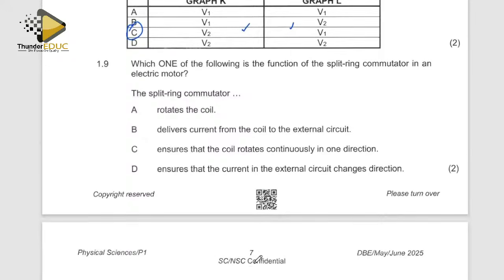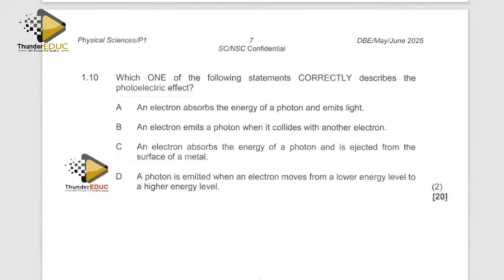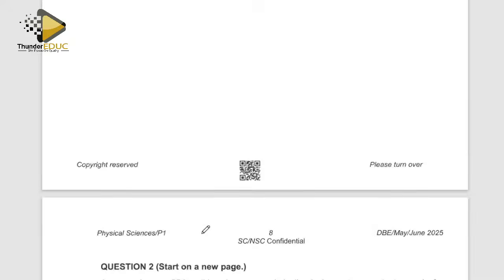1.9, which one of the following is the function of the split ring commutator in an electric motor? Mainly it's to change the direction of the current, so it ensures that the current in the external circuit changes direction. So option D would be the best. And then 1.10, which one of the following statements correctly describes the photoelectric effect? With this, I'm choosing option C, that an electron will absorb the energy of a photon and is ejected from the metal surface, if the energy is indeed sufficient. So that is to do with question number 1.